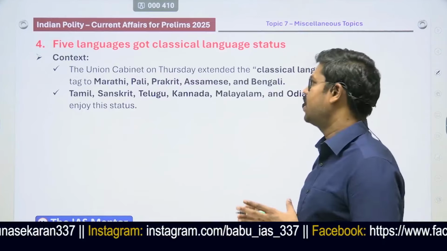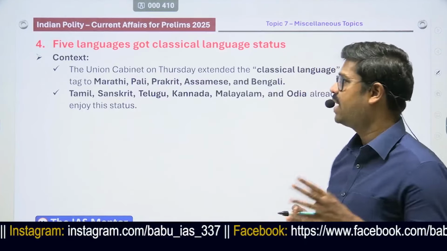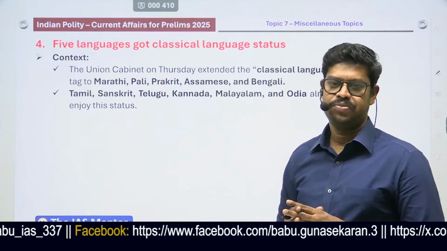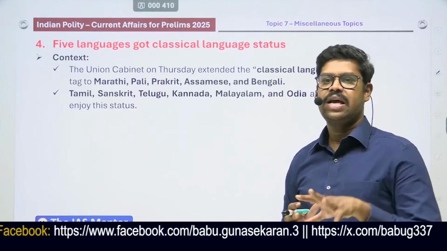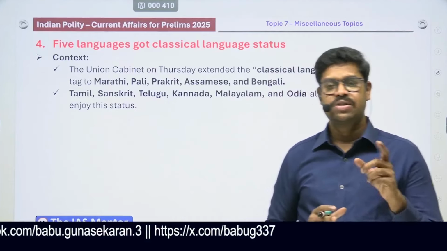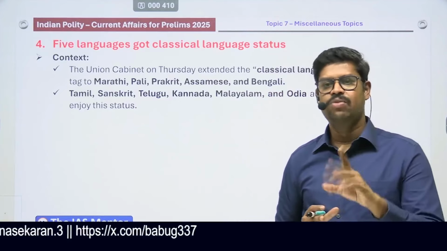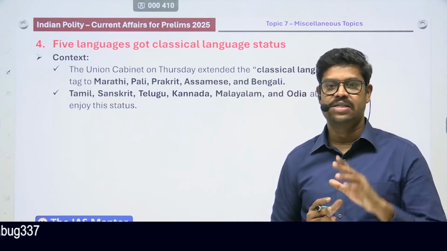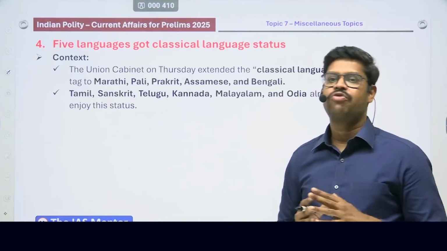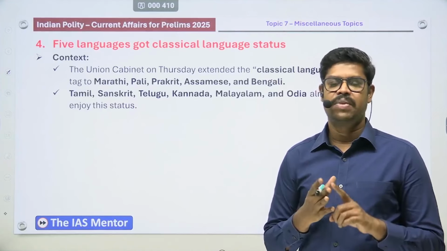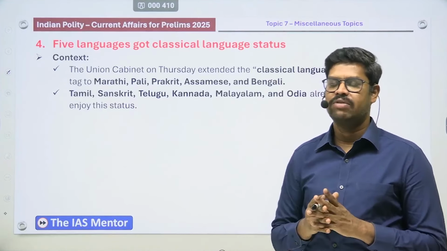The next topic that we want to discuss is that recently 5 languages have been included as classical languages. Now already there are 6 languages in India which were recognized as classical languages. Which was the first such language? Tamil was the first language in our country to be recognized as a classical language. Then it was Sanskrit, and then subsequently 4 other languages were added, which include Telugu, Kannada, Malayalam and Odia. So all these languages were added.